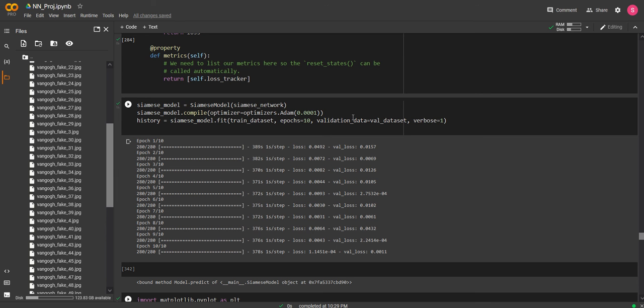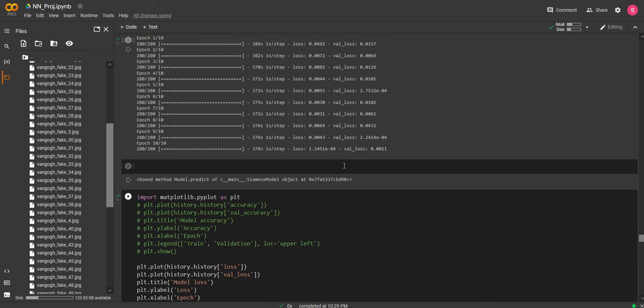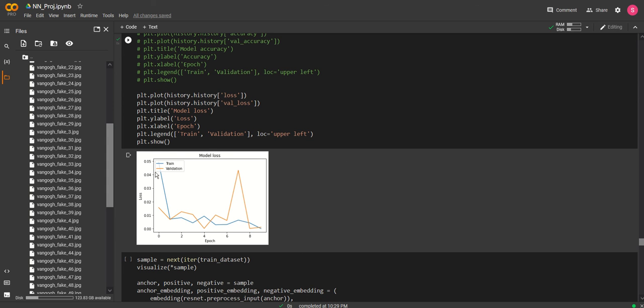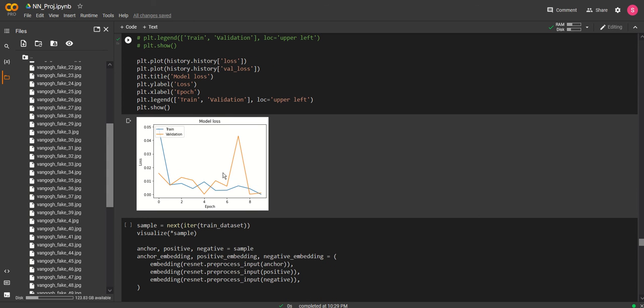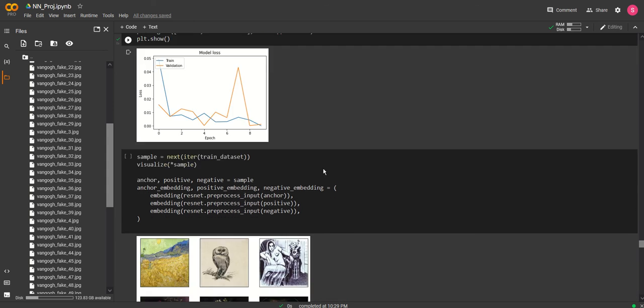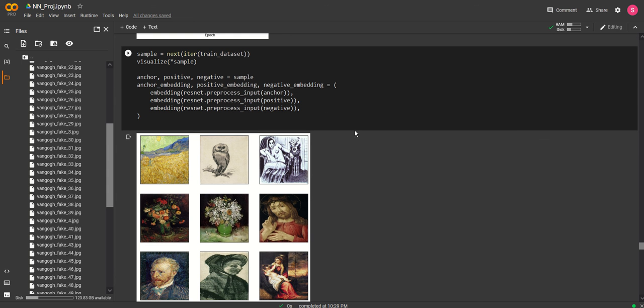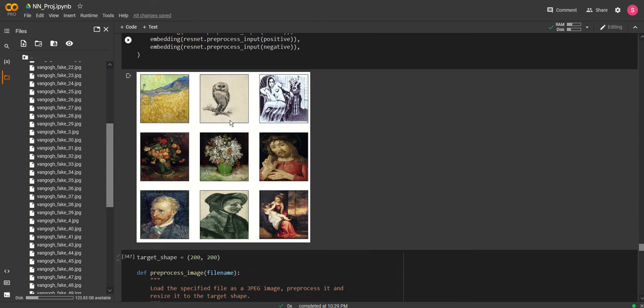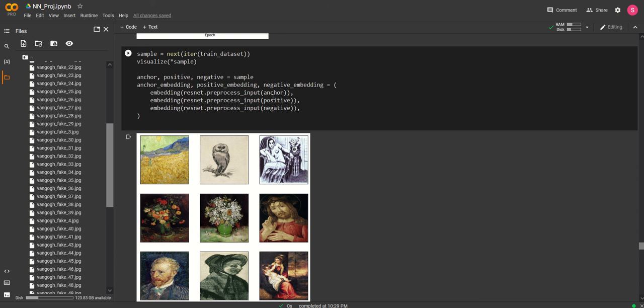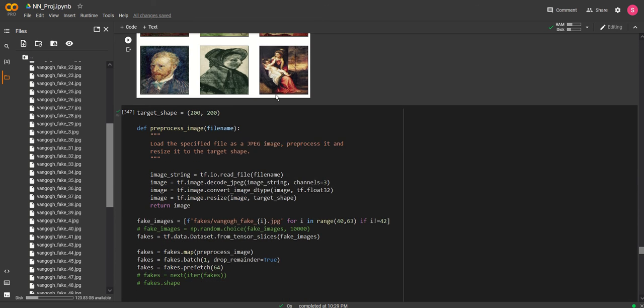Here you can see the Siamese model training. It took quite some time. We ran 10 epochs, and we can see that the loss drops quite well. From the plot, you can see that the train loss as well as the validation loss drops quite low. It's in the very low regions. Here you can see a visualization of a couple of images, just to visualize, though you cannot really relate the embeddings to them.